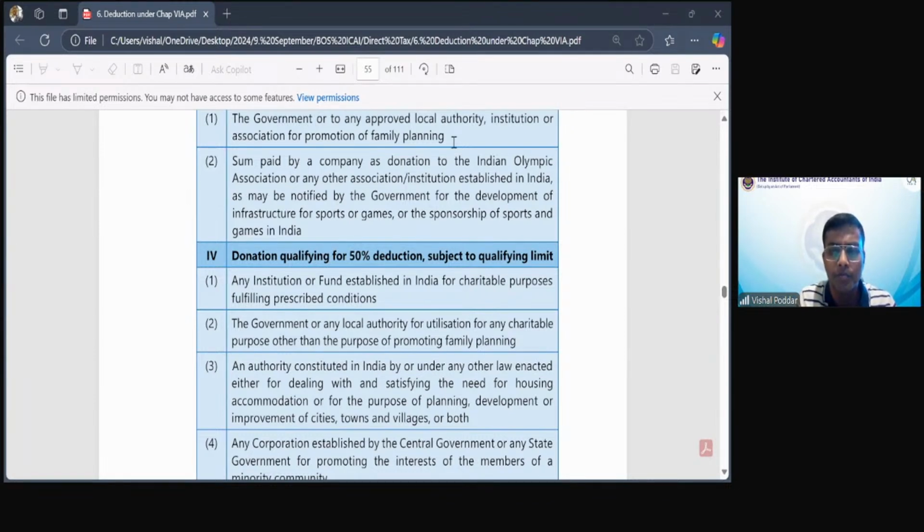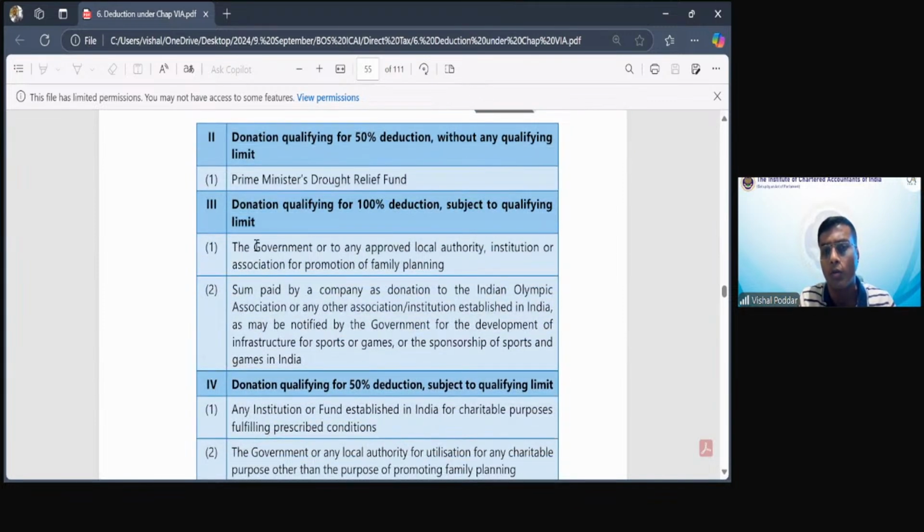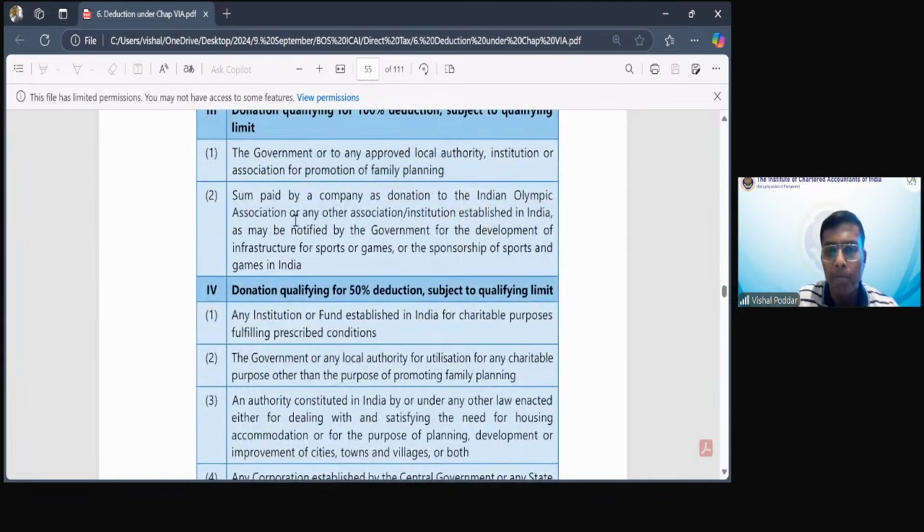So as you can see here itself, in 100%, you have only two. One is government, which is doing what? Promoting family planning. So if you are making payment of donation to government, which is an institution, and for only one purpose, that is promoting family planning, it is 100%. Second, if you are making payment for sports development, like to the Indian Olympic Association or other associations or institutions established in India, and what is the purpose? The purpose is development of infrastructure for sports games. These two purposes where you are making donation to institutions. So in these two categories of institutions, 100% is only two. One is government for family planning. The other one is sports.